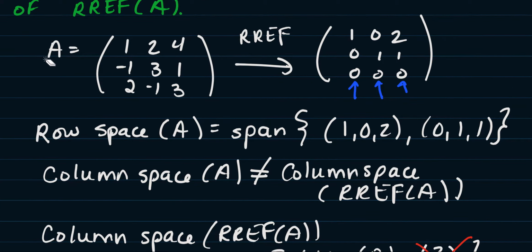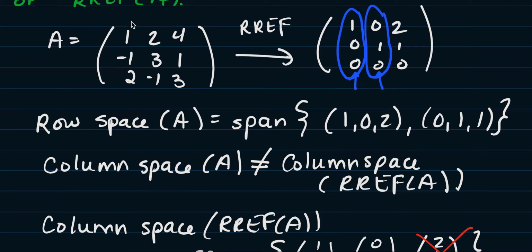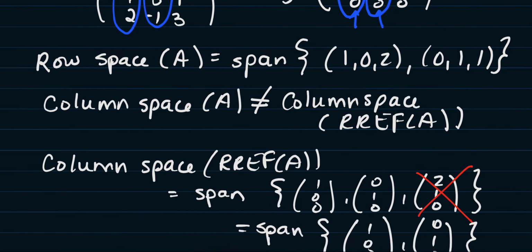How we're going to figure out the column space of the original matrix is we're going to note the column space of the reduced row echelon form. The column space of the reduced row echelon form is the span of these 2 columns, and these form a basis for the column space of the reduced row echelon form. So then in the original matrix, these 2 are going to form the basis for the column space of A. So let's write that down.